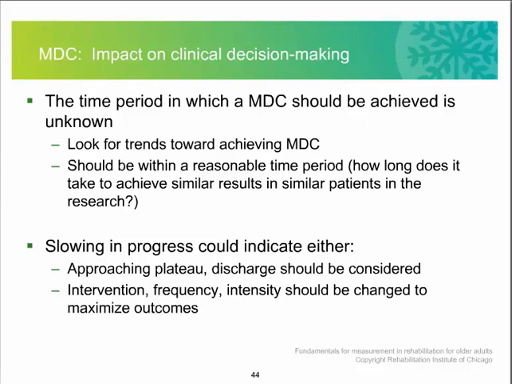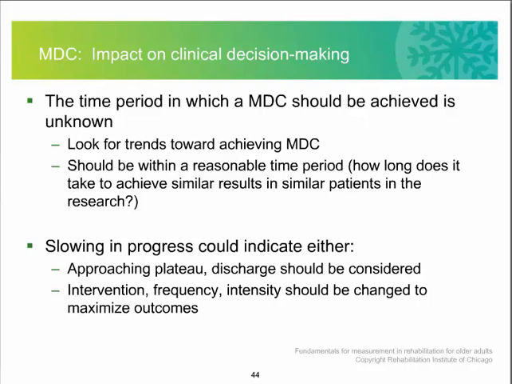Evaluate how long it took the patients to achieve the MDC in that study, and you could aim to achieve similar results with your interventions over that time period. If progress begins to slow based on the results of your standardized measures, 2 actions could be taken. The first, the patient may be approaching a plateau and discharge should be considered. Secondly, the slowing could indicate that a different dosage of the intervention or a different intervention may be required to achieve the patient's optimal outcomes.